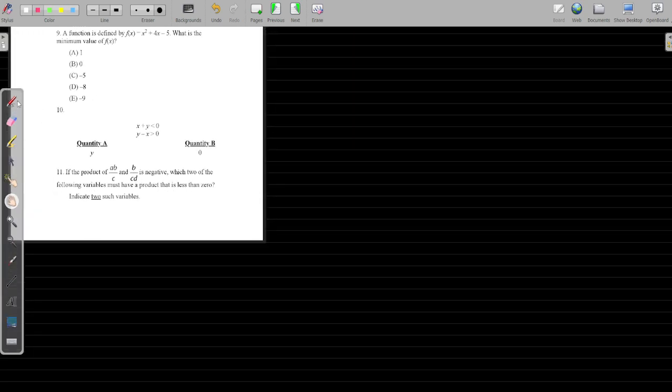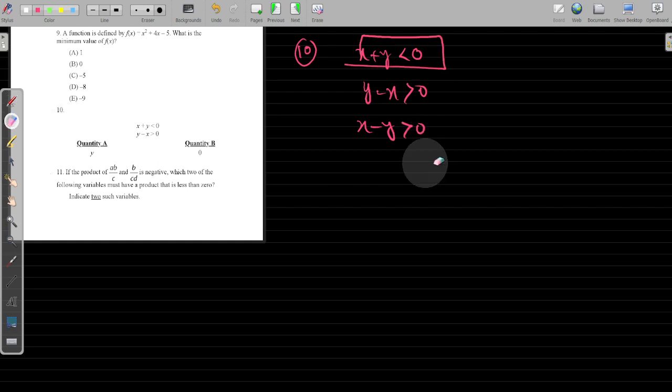Question number 10. So this question is x plus y less than 0 and y minus x greater than 0. If I reverse this sign, or multiply both sides by -1, then this sign will be reversed and this one will be x minus y less than 0. Whenever you multiply with a negative number, the sign will be reversed. So x plus y less than 0, as well as x minus y less than 0.